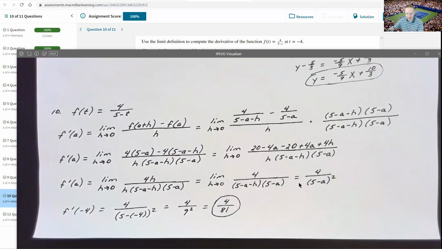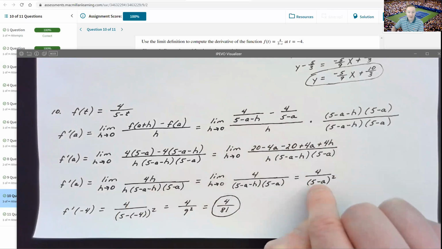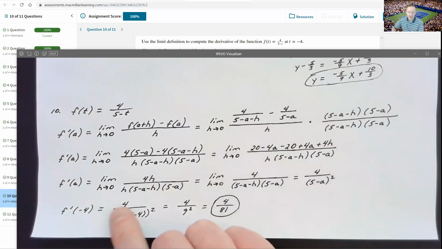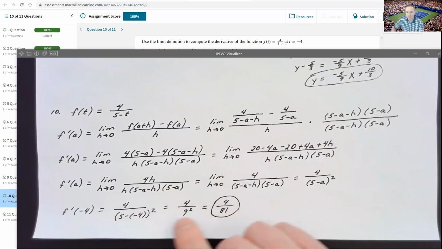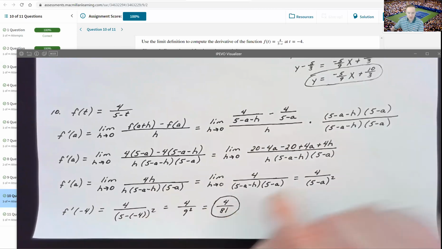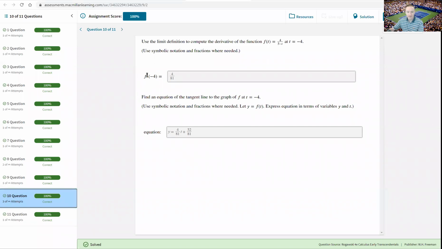Now, if I need to evaluate that at -4, and I certainly do, in order to answer their question, I can just plug that in. I have 4 over 5 minus a -4. Well, I have to simplify that inside portion first. 5 minus a -4, that's going to be 5 plus 4, which is 9. But then that's inside of a group squared, so 9 squared is 81. So now here you can see I have my slope of 4 over 81, and that's the derivative evaluated at -4. So I got the first part. All of that was just to get the first part of this problem.